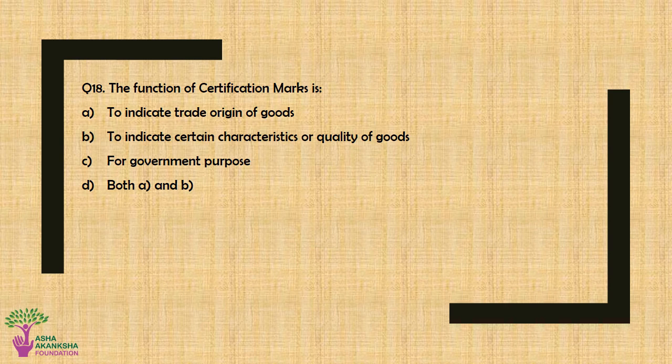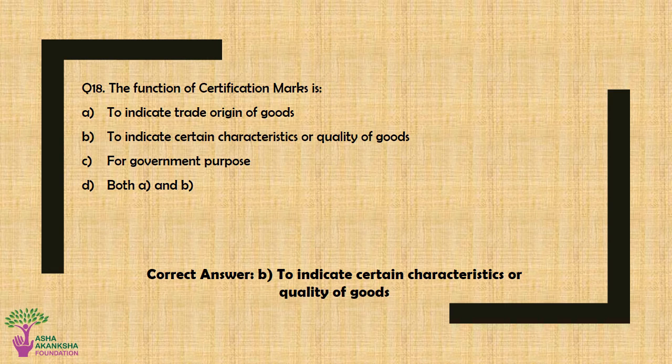Question number 18. The function of certification mark is option A, to indicate trade origin of goods. Option B, to indicate certain characteristics or quality of goods. Option C, for government purpose. Or option D, both option A and option B. The correct answer for this question is option B, to indicate certain characteristics or quality of goods.